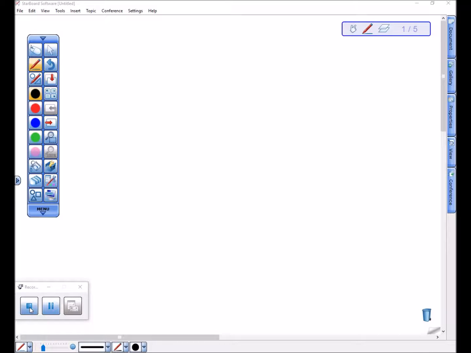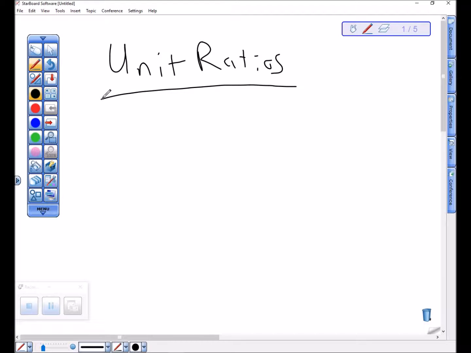I want to talk about one of the three common ways to convert between two different types of measurements. The one I want to look at today is something called unit ratios. So the idea of a unit ratio is I take what I know about two measurements that are equal, and I turn those two equal measurements into a ratio that is a unit. So for example, I know that 1 pound is equal to 16 ounces.